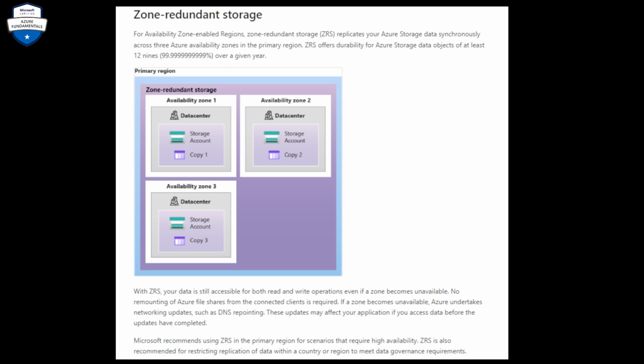With ZRS, your data is still accessible for both read and write operations even if a zone becomes unavailable. No remounting of Azure file shares from the connected clients is required. If a zone becomes unavailable, Azure undertakes networking updates such as DNS repointing. These updates may affect your application if you access data before the updates have completed.